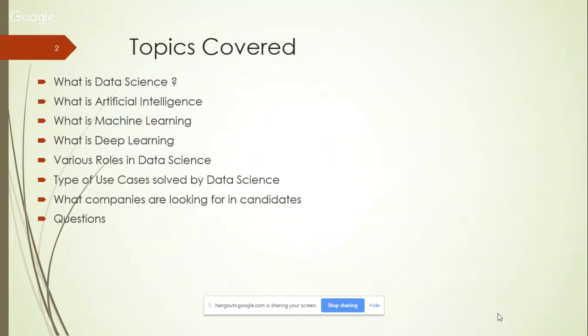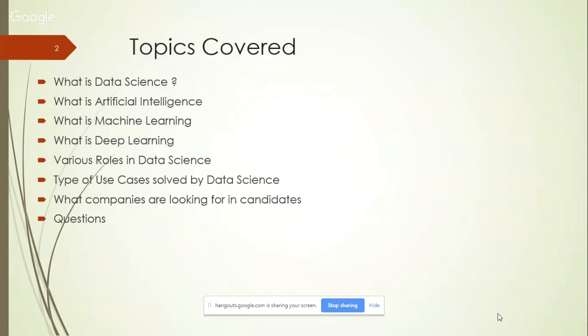The topics that I'm going to cover are: what is data science, which is a question that comes in everybody's mind. And you must have heard about artificial intelligence. So what is artificial intelligence? And what is machine learning? And what is deep learning? These are all the important things that go in our mind.